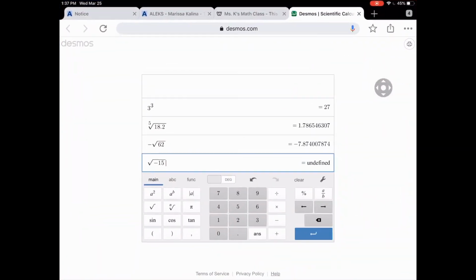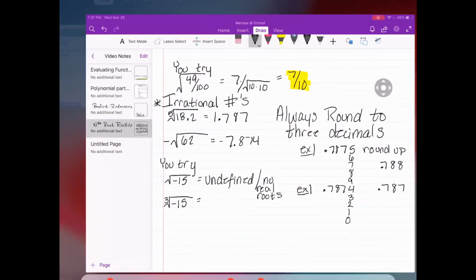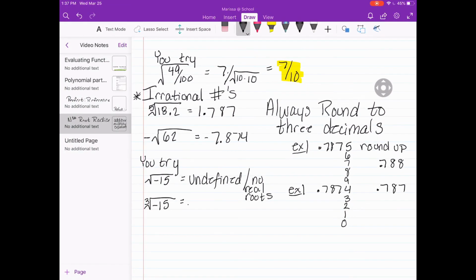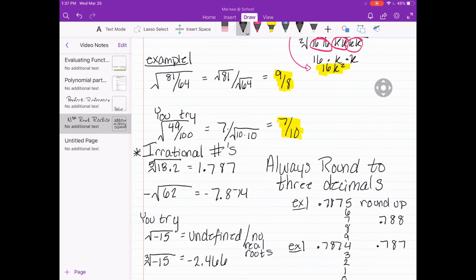However, if you did the cubed root of negative 15, you do get an answer. You get negative 2.466. So the answer here would be negative 2.466, which brings me to the fact that we haven't been doing this. For this particular answer, this one is going to be negative because I have the negative on the outside.